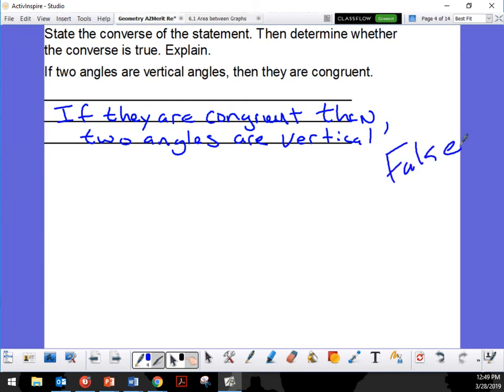This one is not going to be true. How would we explain it? Okay, it is explained because, like the statement I said, it could be alternate interior. Just because it's congruent doesn't mean it has to be vertical, because it could be congruent and be alternate interior or alternate exterior, something like that. Okay, that would be my reason. So that one's for that reason.